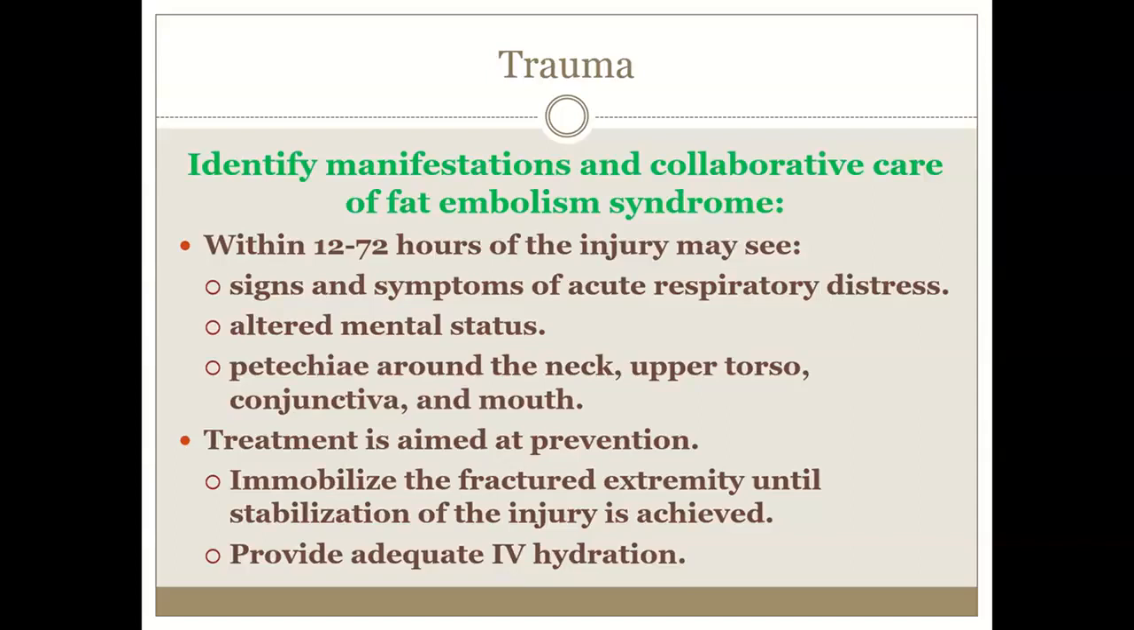Now, the one thing that is very specific to fat embolism is the signs and symptoms of petechiae around the neck, upper torso, conjunctiva, and mouth. I don't remember what the patho is of this. I just know that with fat embolism, you can see these things. Otherwise, if you didn't see these petechiae, you might suspect that it's a PE, because it's really the same signs and symptoms, because the cause or the oxygenation problem is the same.